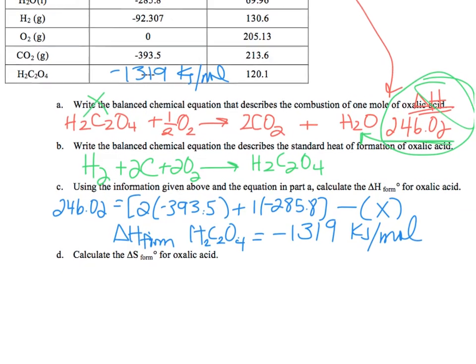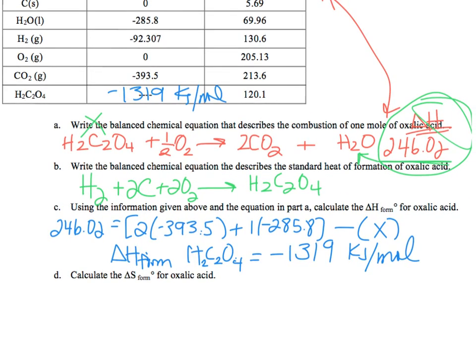Part D says calculate the delta S of formation of oxalic acid. Well, we're just going to use the delta S on the equation in B. In other words, we're going to use all the delta S values from the table and set Big Mama equal to them and solve.